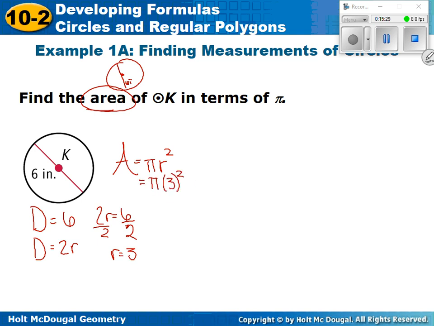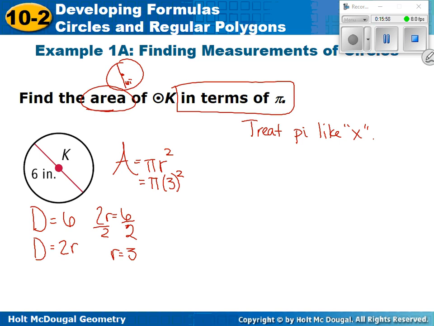Notice your directions. What does it say to do? In terms of pi. So when it says that, my advice to you is to treat pi like x. Treat it just like you would a variable until you're ready to type it into your calculator. So could you do anything here to simplify this? What could we do to simplify it?